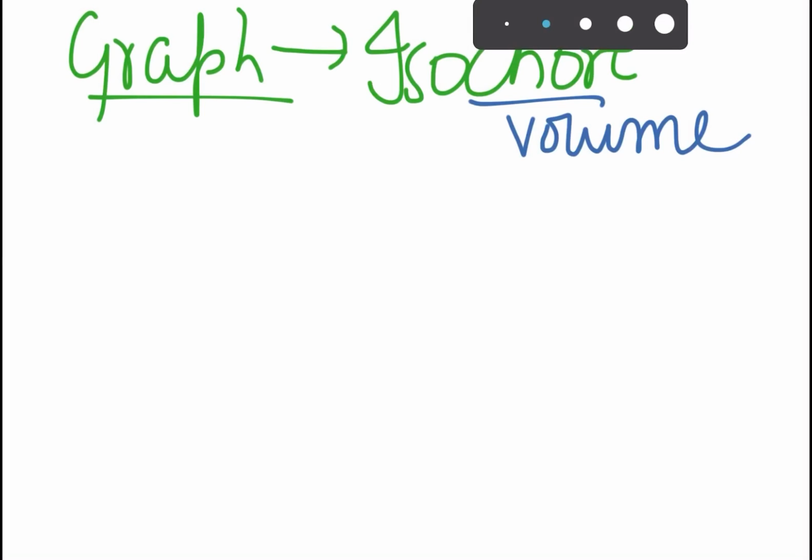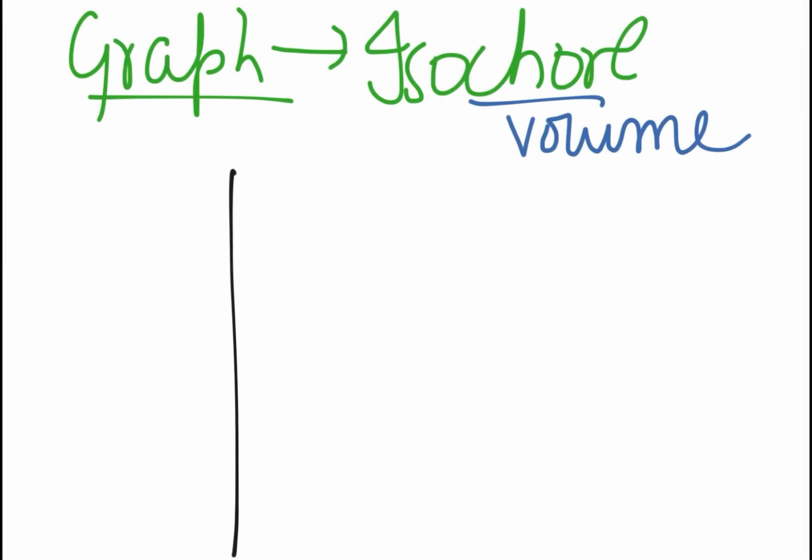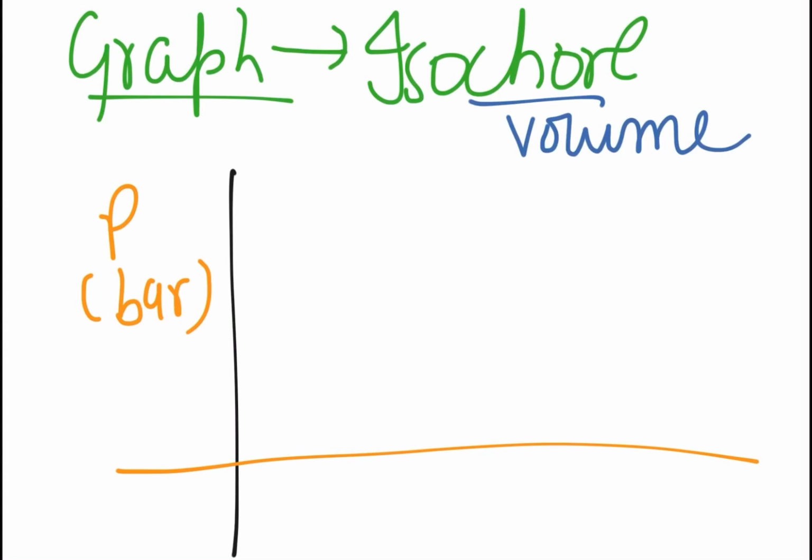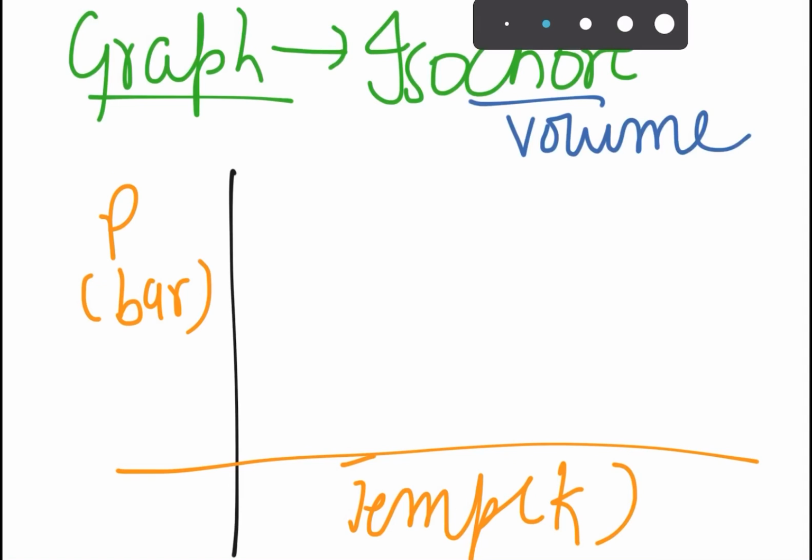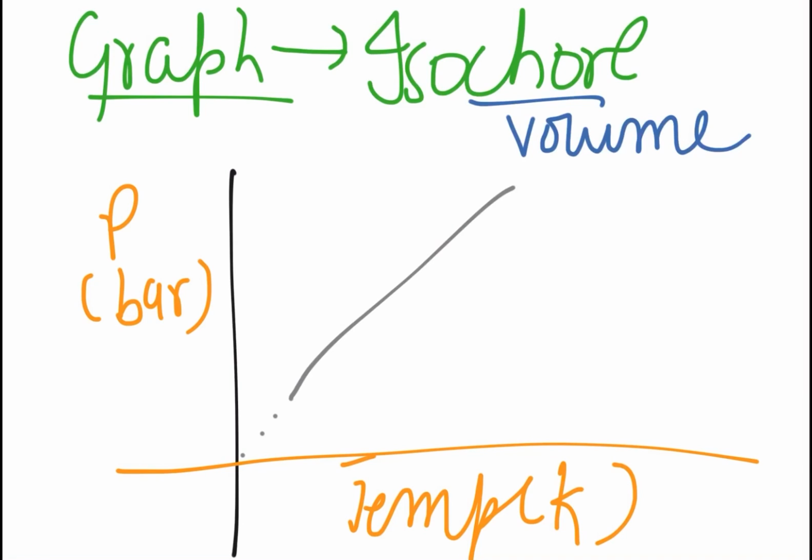So I take the pressure on the y-axis, pressure in bar, and I can take temperature in Kelvin on the x-axis. Okay, and if I draw the graph, I will get a straight line because of direct proportionality, but of course initially the line will be dotted and then will be straight.